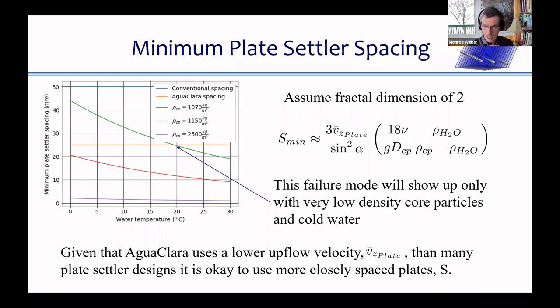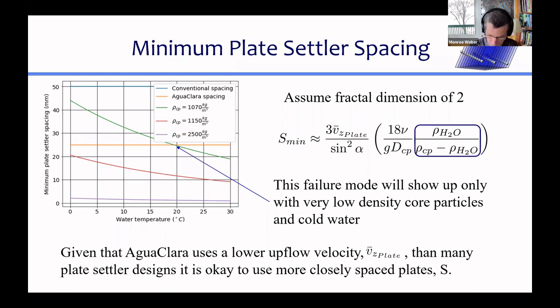So what do I see? Look, you can look at the equation and see some things. For example, S min is proportional to the vertical velocity between the plates. That means that if you have a higher upflow velocity entering the plates, you have to use a larger spacing. So Agua Clara uses a lower upflow velocity than some of the conventional designs. And that means that we should be able to get away with a closer spacing of the plates as well.